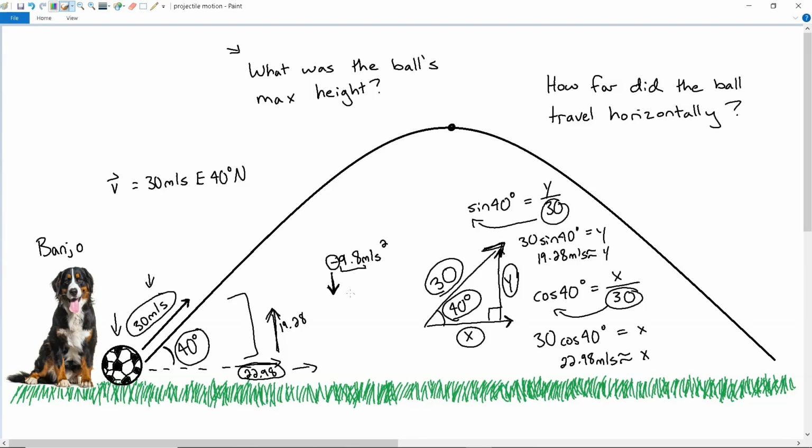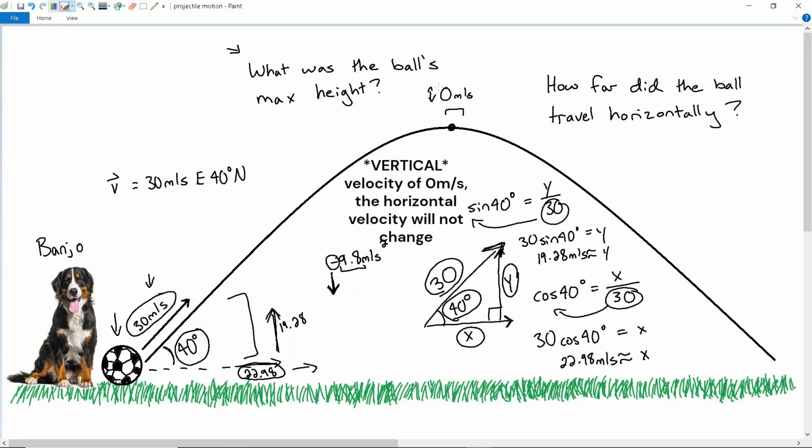Okay, this is a good start, but now we need some sort of equation to help us figure out what this max height is over here. I can say for certain that when the ball reaches its max height, it's going to have a vertical velocity of 0 meters per second, right? If I throw something in the air and it reaches its max height, at that apex of its trajectory, it's going to have a vertical velocity of 0.